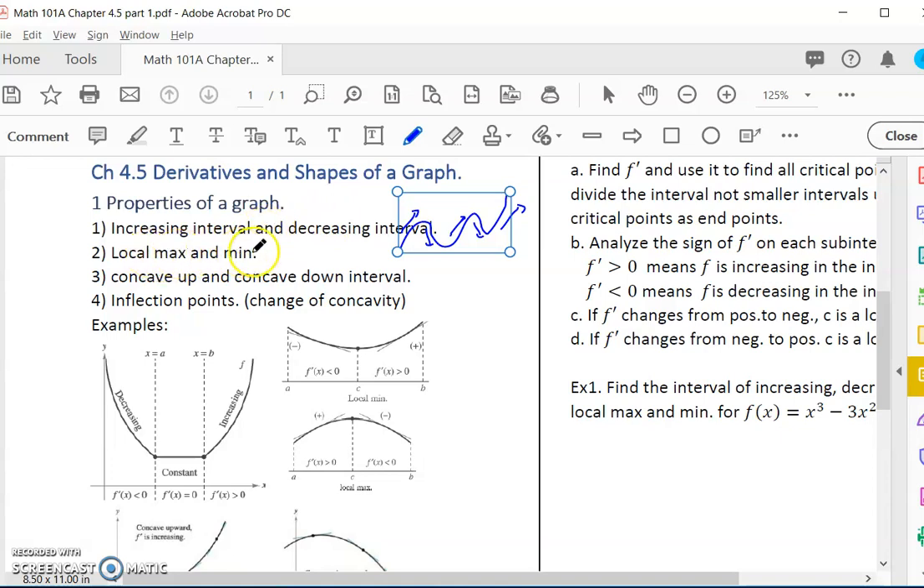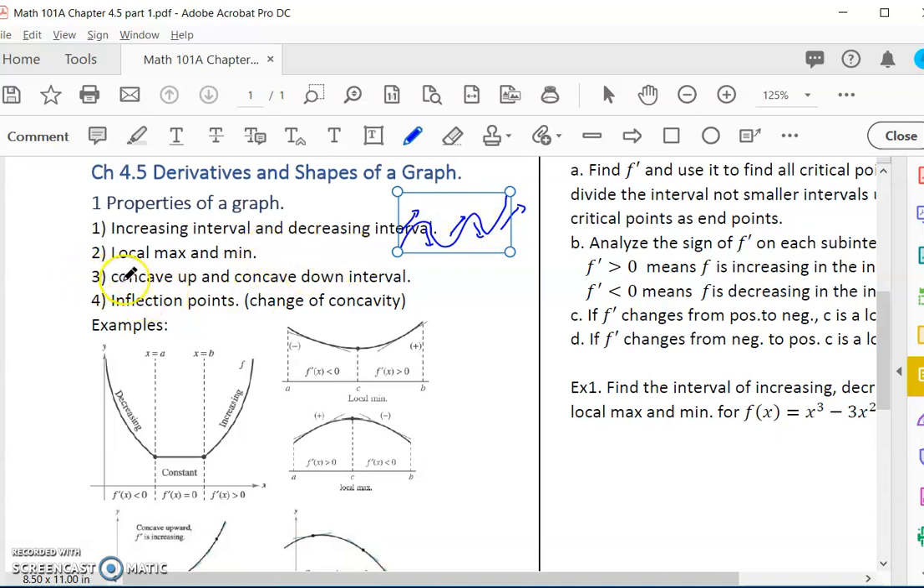Local max and local min. We talked about those in 4.3, which is the point that is locally, in the neighborhood, the highest point. So like this point, this point, this point, where it turns, the turning points.